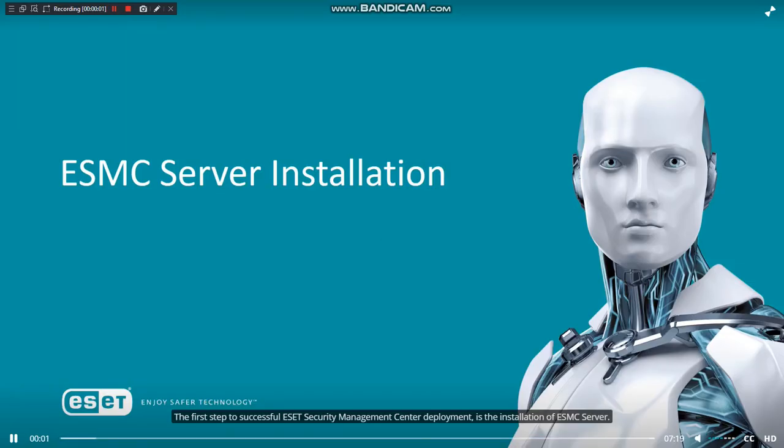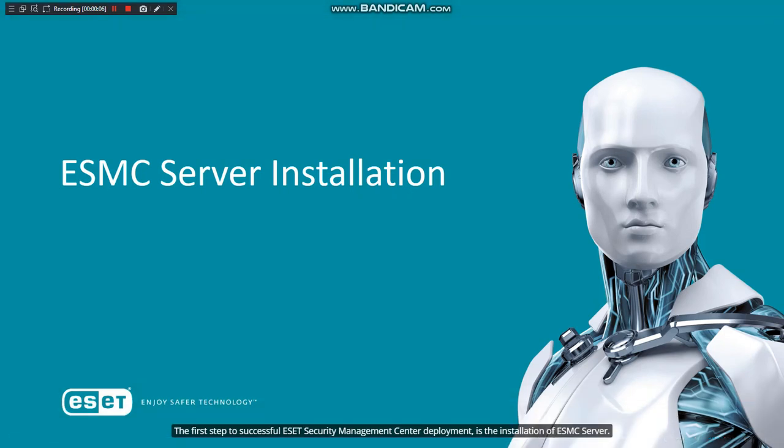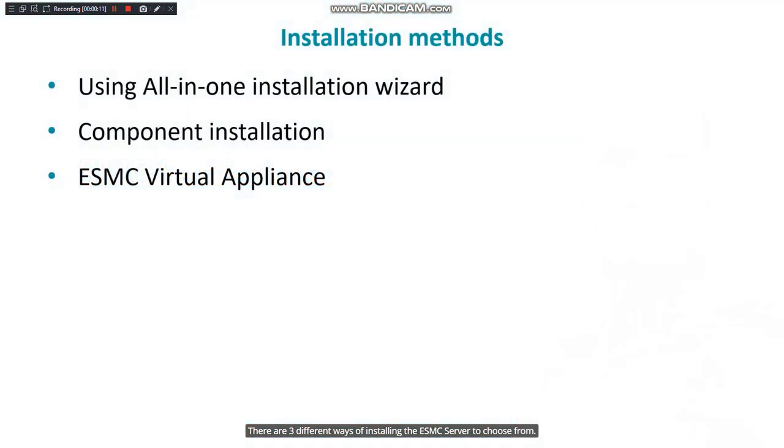The first step to successful Asset Security Management Center deployment is the installation of ESMC server. There are 3 different ways of installing the ESMC server to choose from. The most convenient method is using the all-in-one installation wizard. Alternatively, you can use individual installation files for a component installation on Windows and Linux platforms. Deployment of the ESMC virtual appliance is the third option.